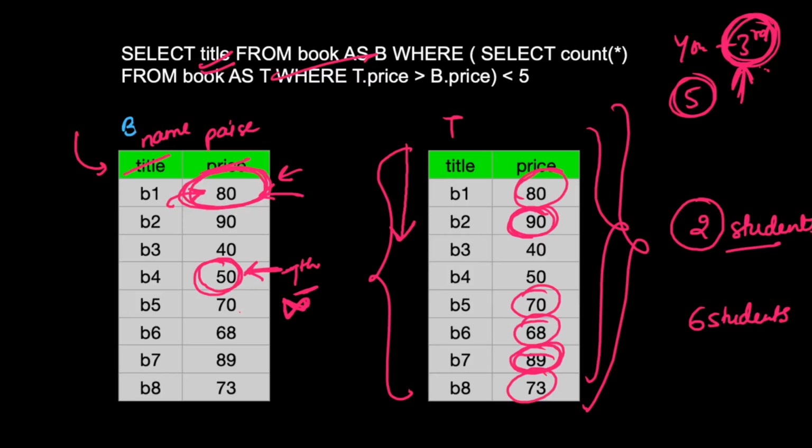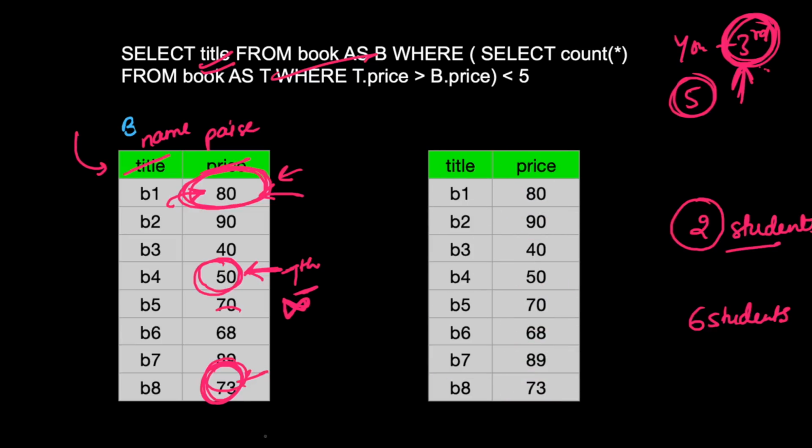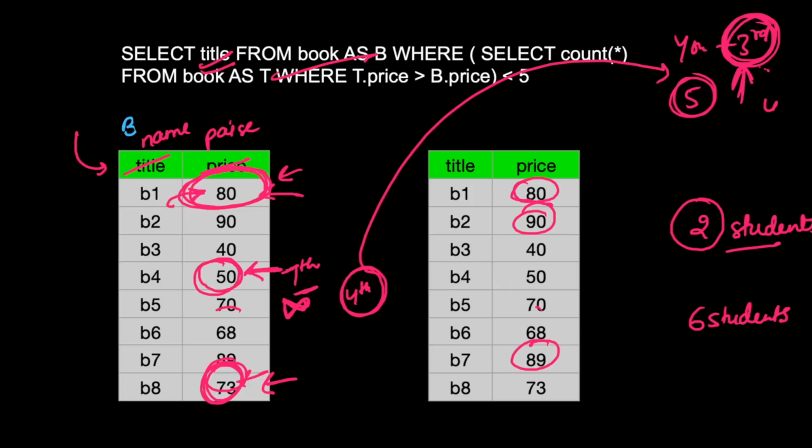Let's take some other example. Let's take this 73. So again we will calculate all those students who have more money than you have. 73, 80, 90, okay, 89. So you have only 3 students that have more money than you have, right? So that means you are at the 4th number, and if you are at the 4th number, you will be considered in the result set because your rank is actually 4th rank. So that means again you are in top 5.